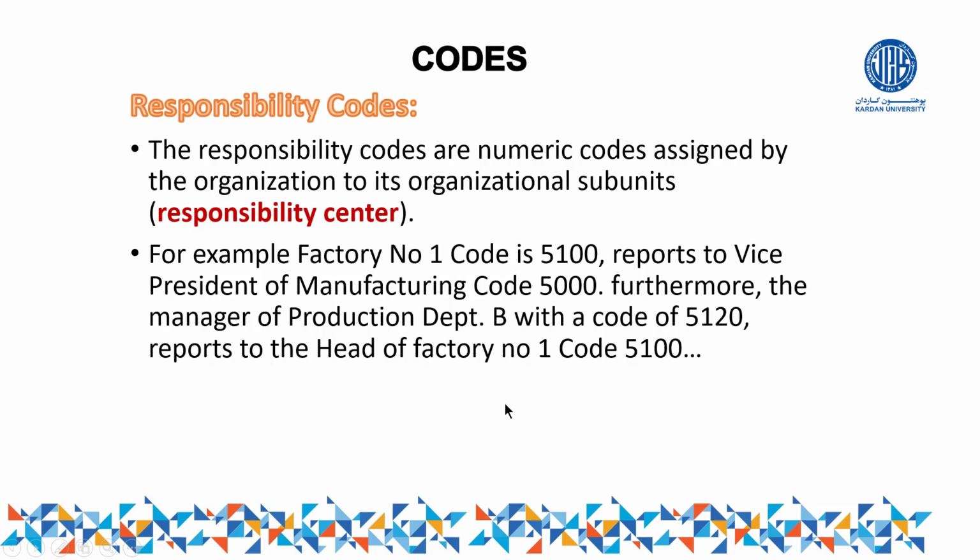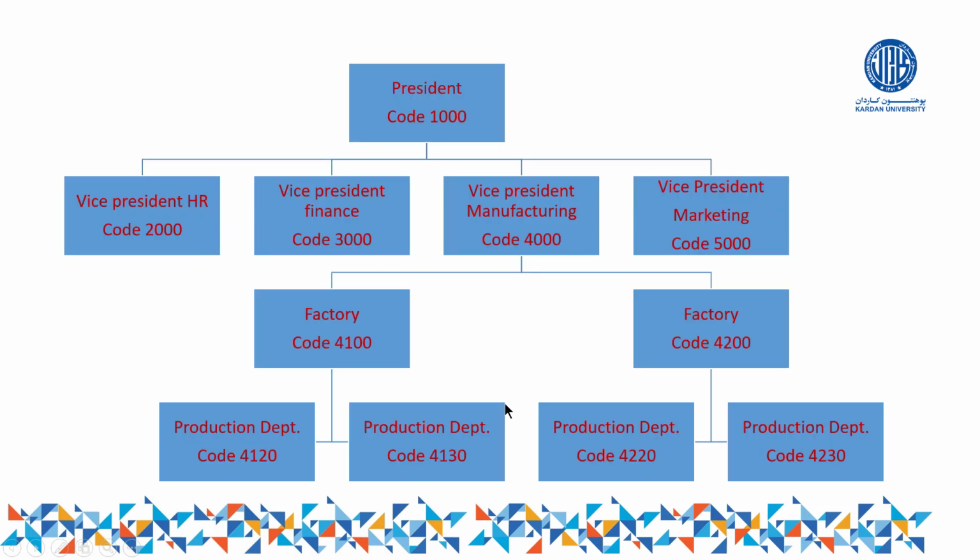A simple example is given here, but let me go in a proper way of this explanation. Let us go like this. Suppose this is the structure of the organization. At the top, we have the president with the code of 1000. Under the president, we have vice presidents: HR, code 2000; vice president finance, code 3000; vice president manufacturing, code, for example, 4000; vice president marketing, suppose code 5000, and so on.